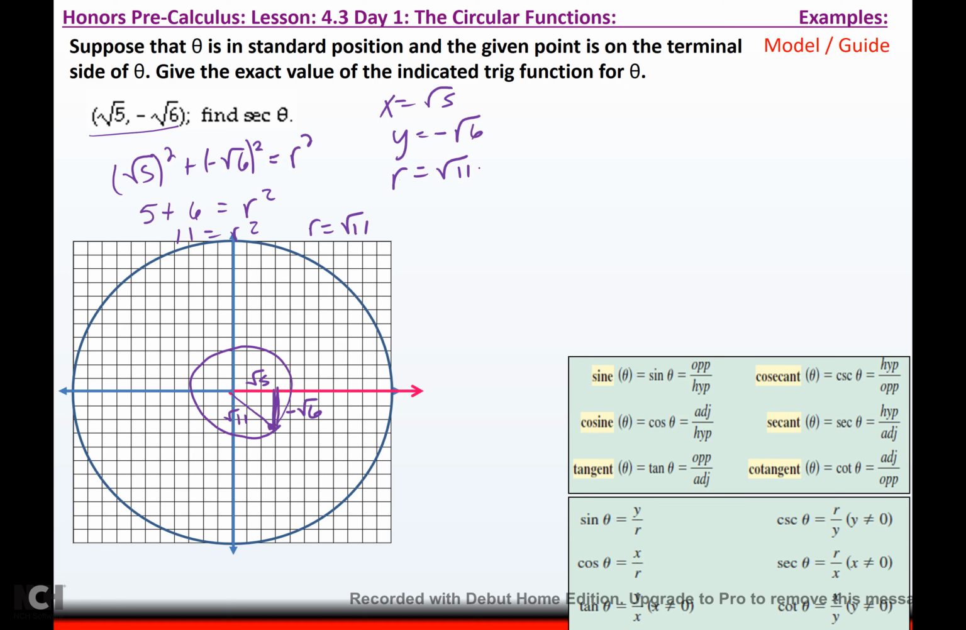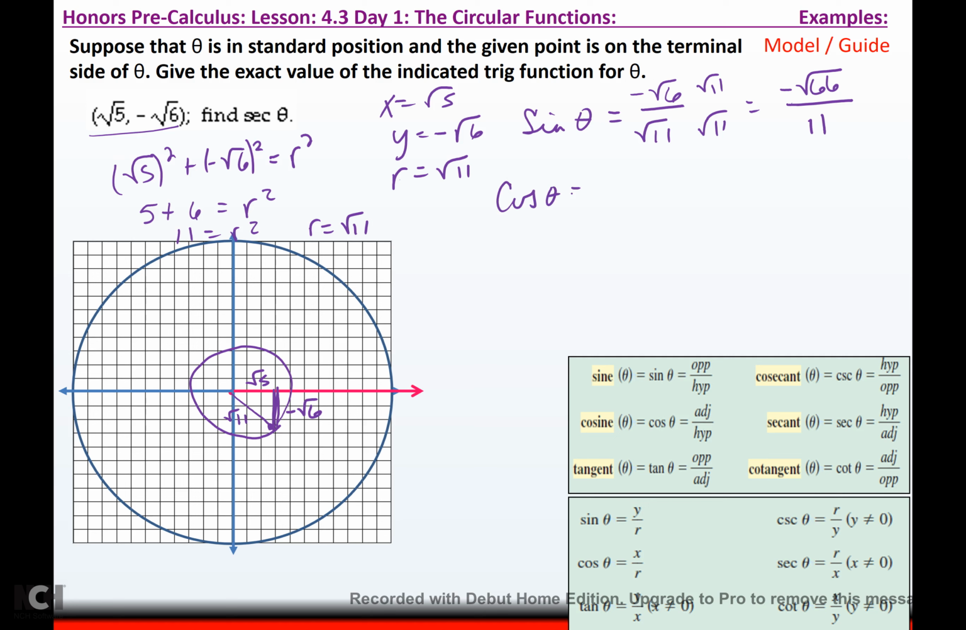So sine of theta is y over r, so negative square root of 6 over radius, square root of 11. If I rationalize that and multiply the top and the bottom by the square root of 11, I get a negative square root of 66 over 11.